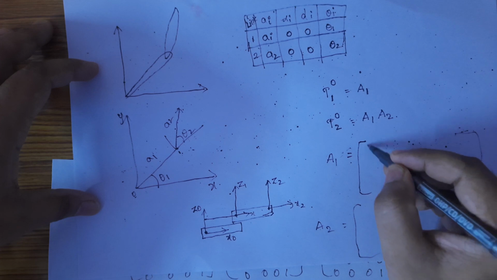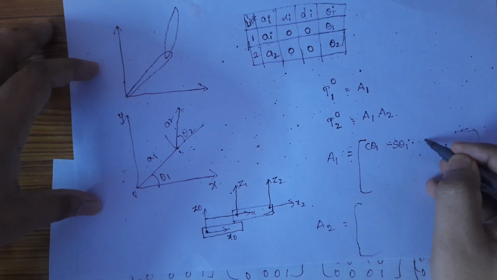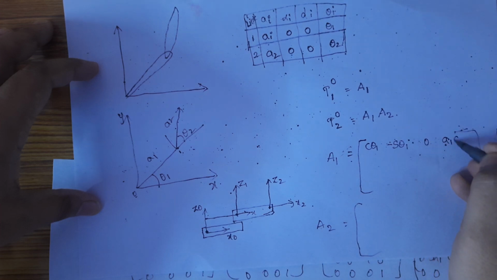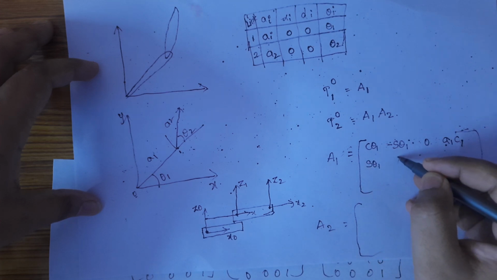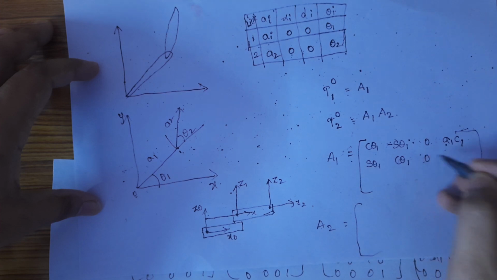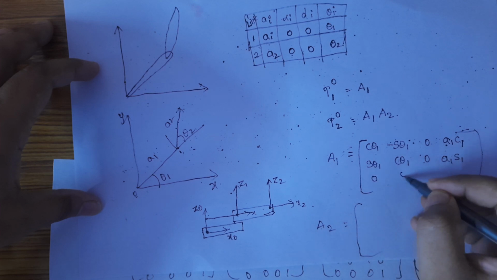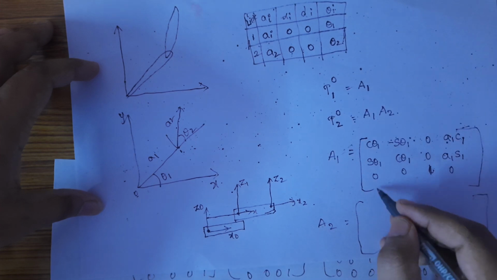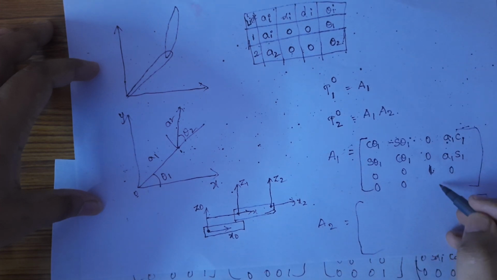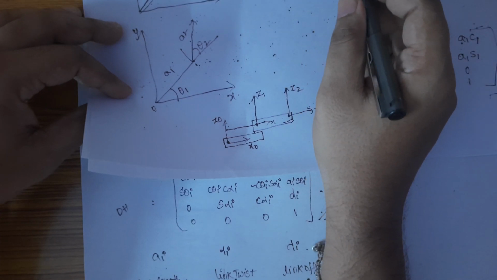so I will be getting c theta 1, minus sin theta 1, 0, a1 cos theta 1, sin theta 1, cos theta 1, 0, a1 sin theta 1, 0, 0, 1, 0, 0, 0, 0, 1. So I am just keeping the values of this DH transformation with respect to link 1.